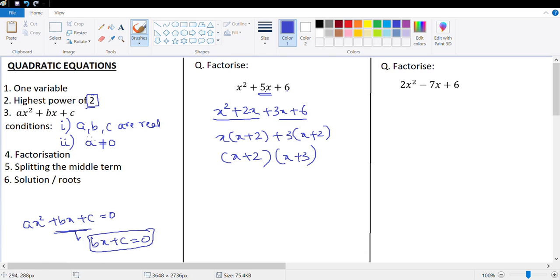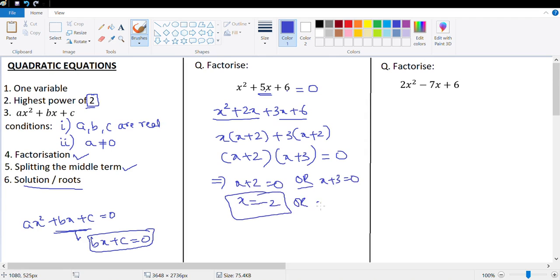So we've done factorizing by splitting the middle term, and solution and root. So solution and root would be whatever is the equation. In case the equation was x squared plus 5x plus 6 is equal to 0, which means x plus 2 times x plus 3 is equal to 0, which means x plus 2 is equal to 0, or x plus 3 is equal to 0, which means x is equal to minus 2, or x is equal to negative 3. So these negative 2 and negative 3 are the roots, also called solution of this quadratic equation.